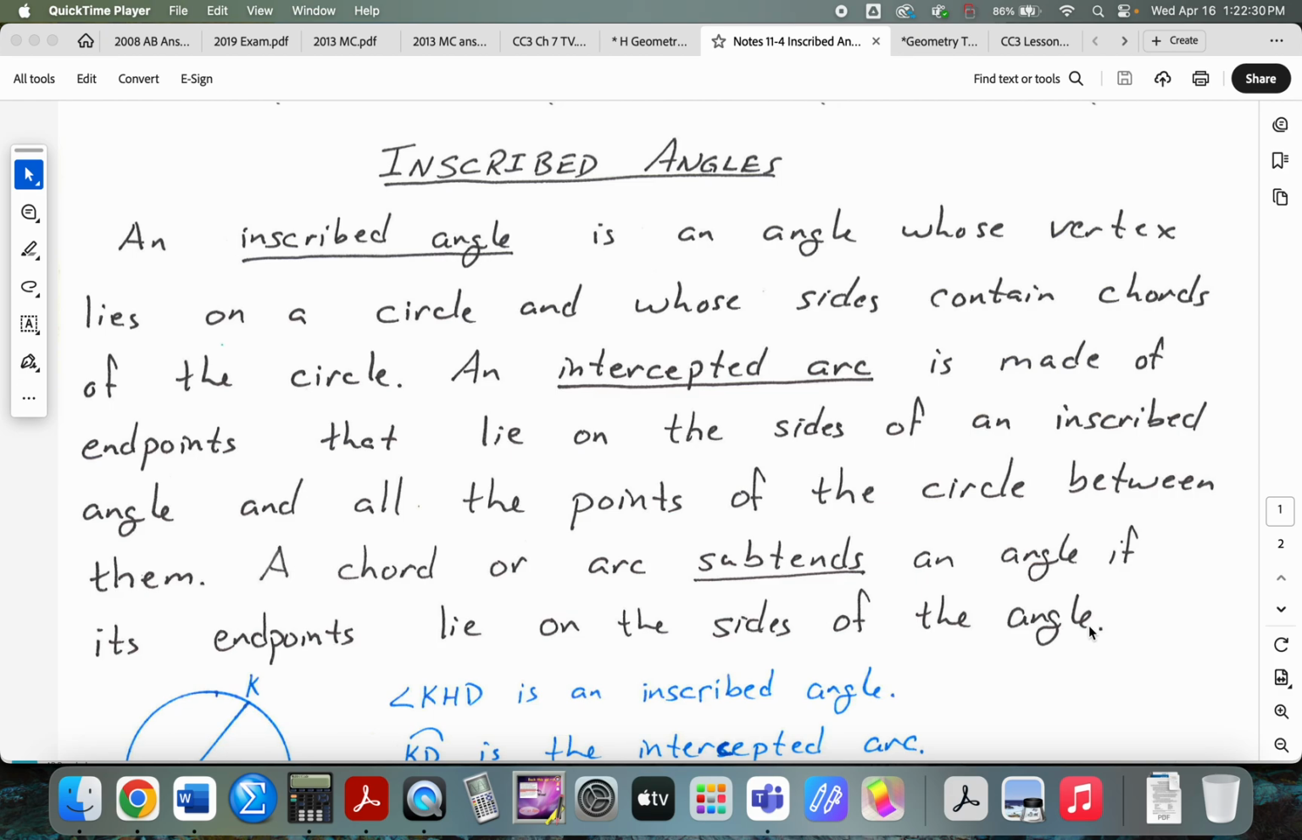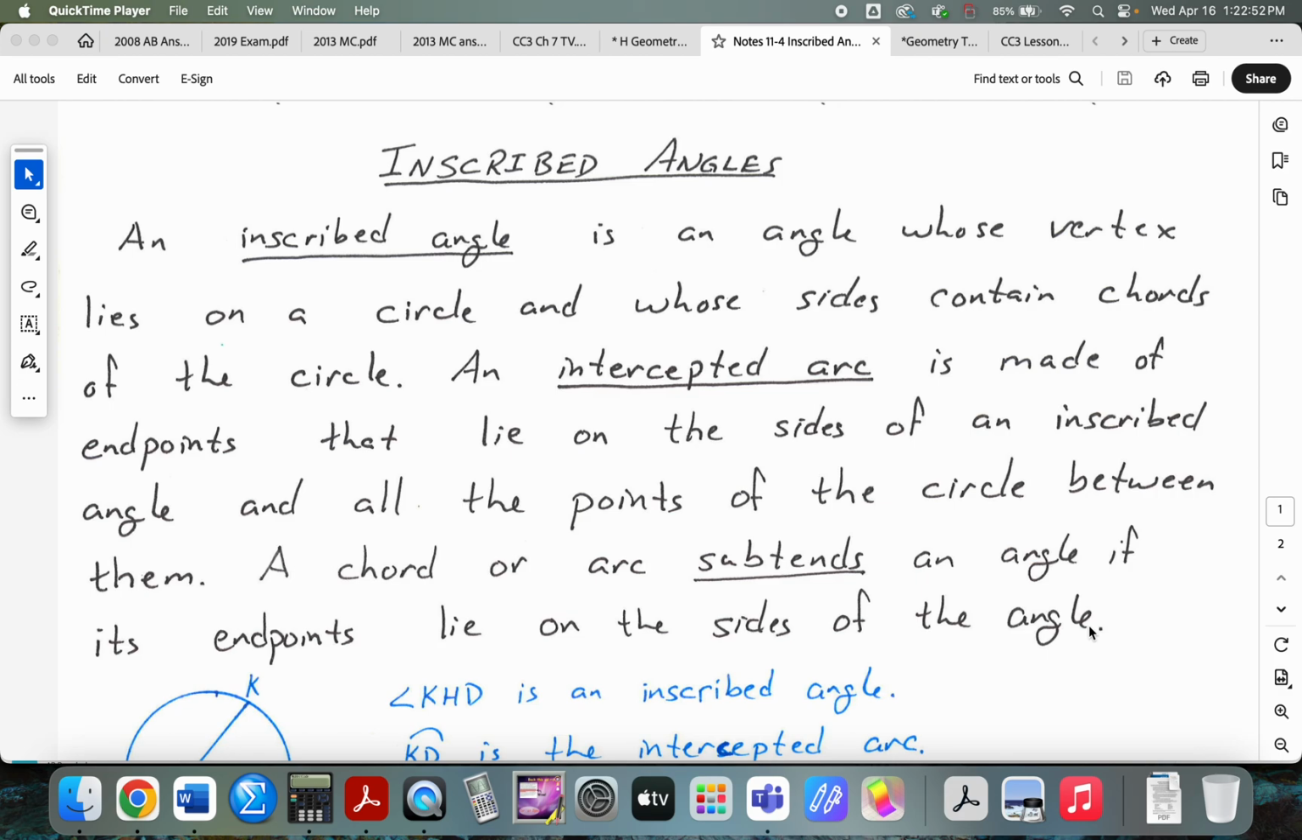Okay, so today we're learning about a new kind of angle that we have not talked about before, and that is an inscribed angle. An inscribed angle is an angle whose vertex is on the circle, not at the center of the circle, but on the circle, on the curved part that actually makes the circle, and its sides have to contain chords of the circle.